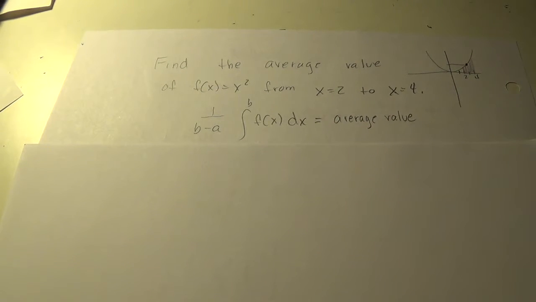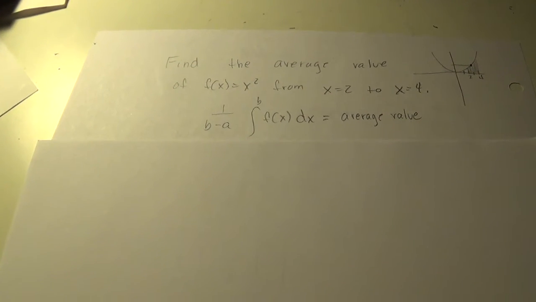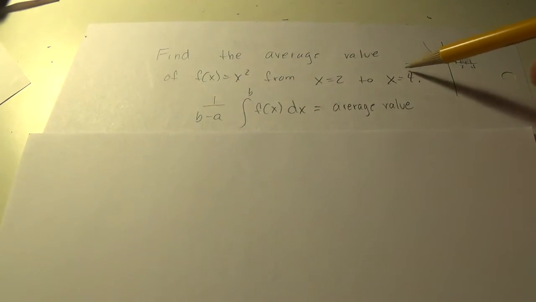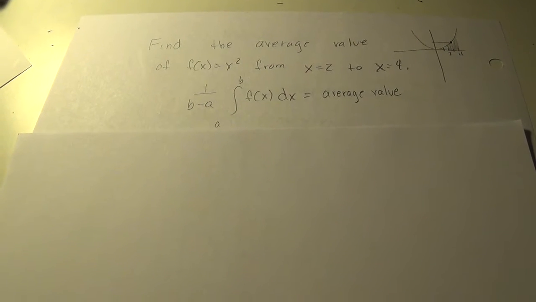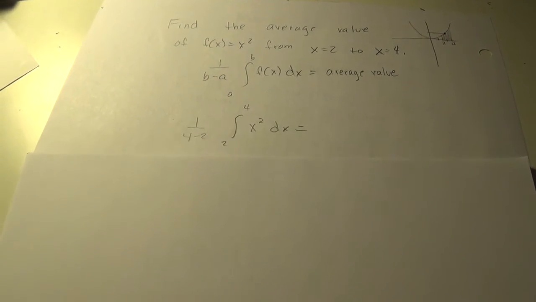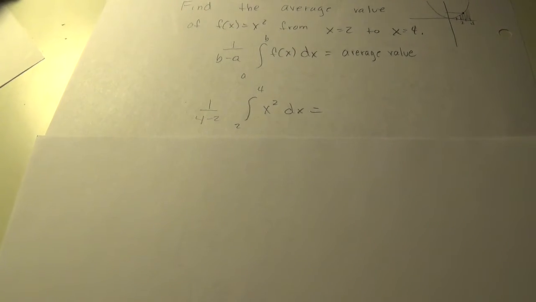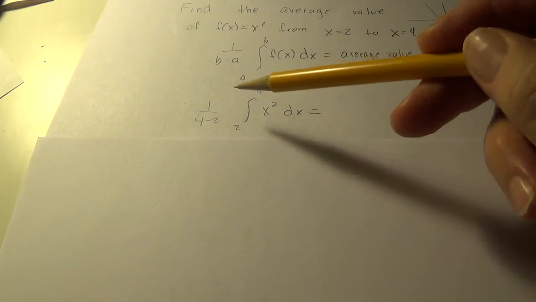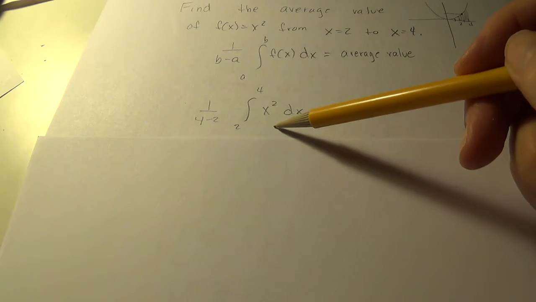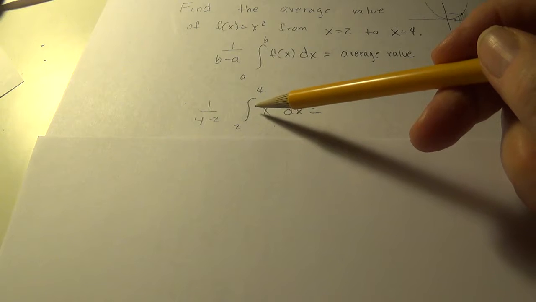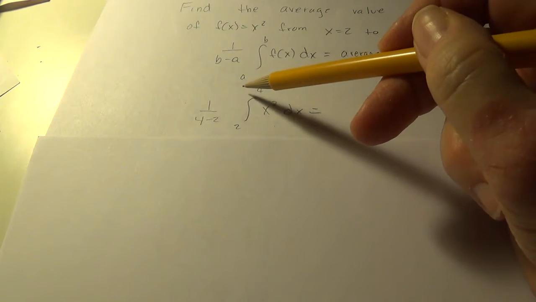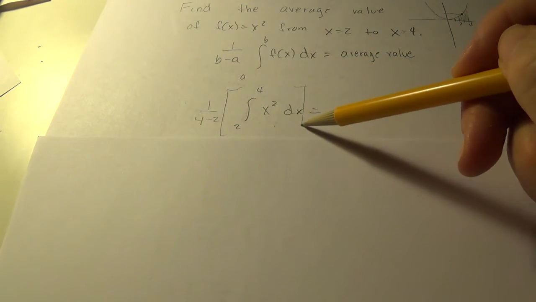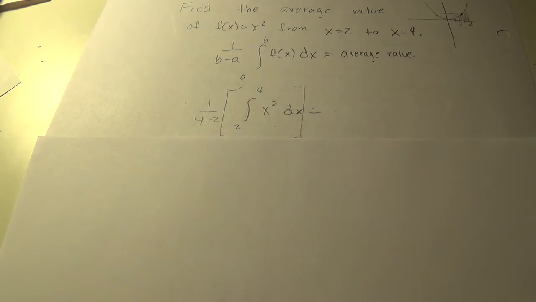So let's find it. I'm going to put the 1 over b minus a, which becomes 1 over 4 minus 2, times the integral from 2 to 4 of x squared dx. And that will give me the average value. So you can see I plug those in. I'm going to take the integral, which will become x cubed over 3. First evaluate it at 4, and then subtract the value at 2. I'll do all this first, then multiply it by 1/2, and I'll have the average value of that function.